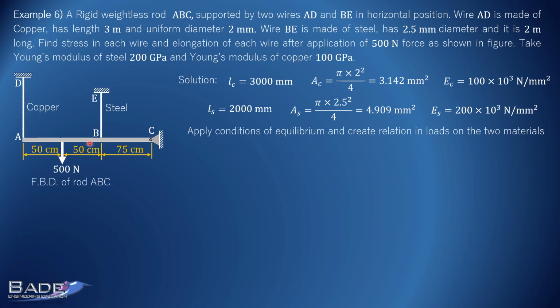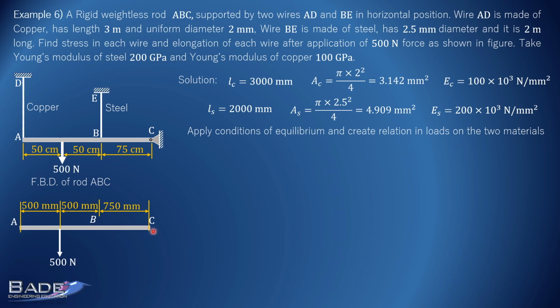So FBD of rod ABC we are drawing here. Watch here, rod ABC. Insert all dimensions: 50 centimeters, that is 500 millimeters, 500 millimeters and 750 millimeters. Then applied load. First draw diagram of body under consideration, then applied load, then reaction.